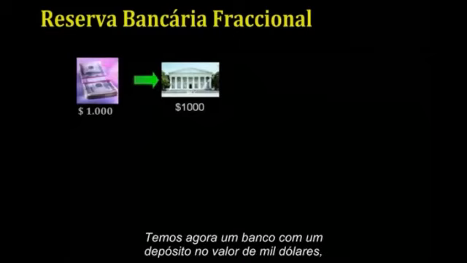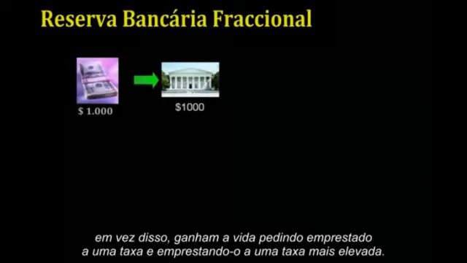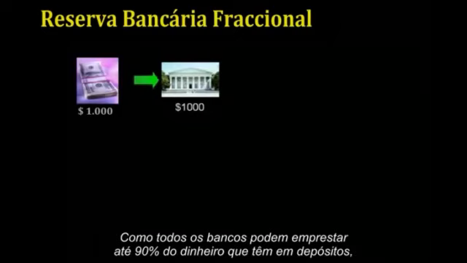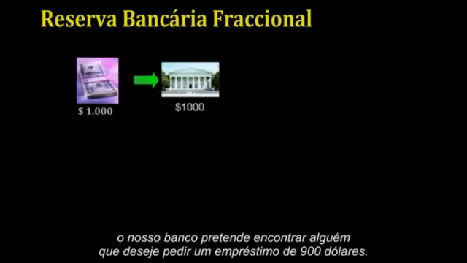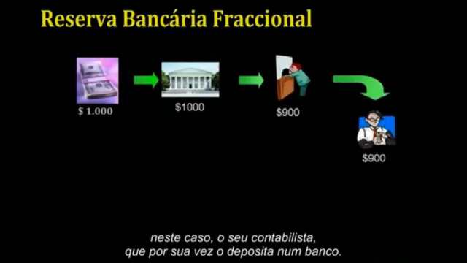Now back to our example. We now have a bank with $1,000 on deposit, and banks do not make a living by holding on to it. Rather, they make their living by borrowing at one rate and loaning at a higher rate. Since any bank can loan out up to 90% of what they have on deposit, in our example, our bank wants to find somebody who wants to borrow $900. Suppose this borrower then spends that money by giving it to another person, in this case his accountant, who in turn deposits it in a bank.